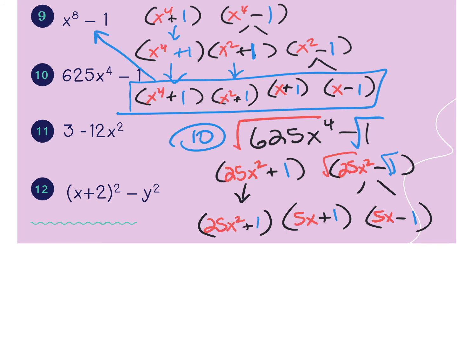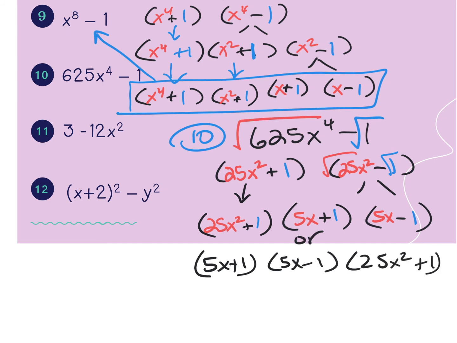And now I'm done. So that final answer is 25x squared plus 1 times 5x plus 1 times 5x minus 1. The order that you write all of these doesn't matter. So if you would have written this one first, then maybe you might have had your 5x plus 1 and your 5x minus 1 first, and then the 25x squared plus 1. The order that you write these binomials doesn't matter.